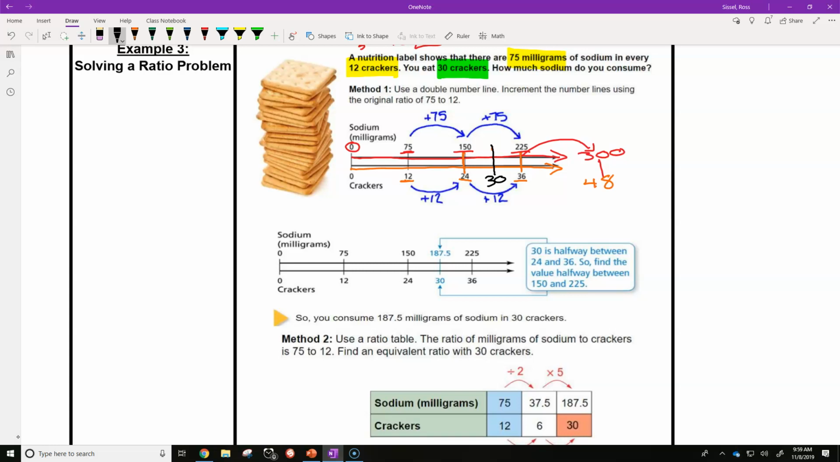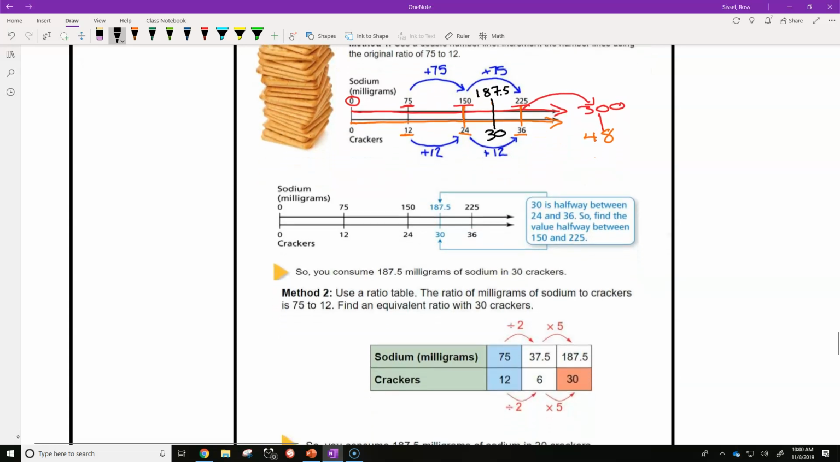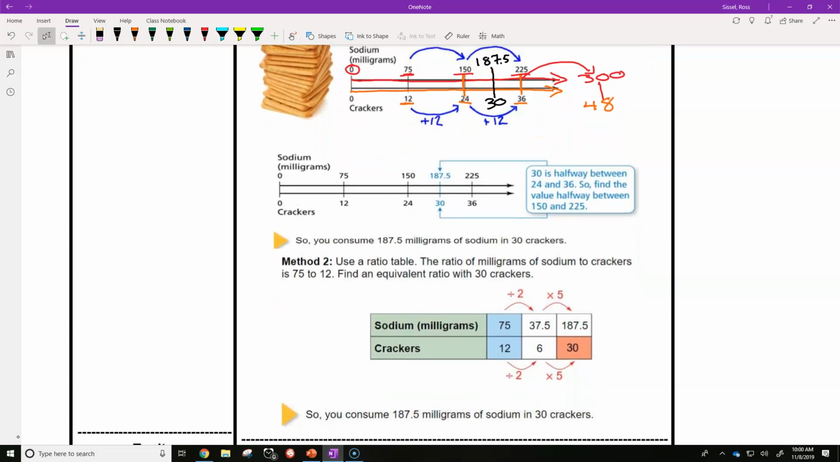So if 30 is halfway in between, what is halfway between 150 and 225? Well, it doesn't come out even. It comes out as a decimal. And it is 187.5. Here's the explanation on the picture right below. 30 is halfway between 24 and 36. So halfway between 150 and 225 gives me 187.5.